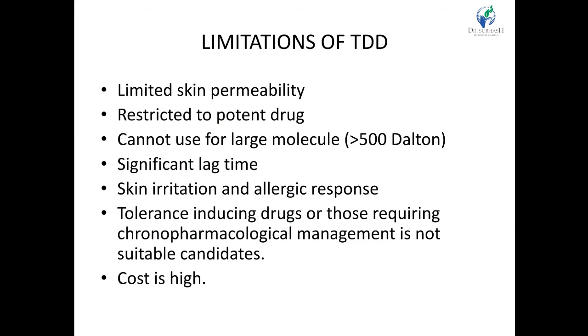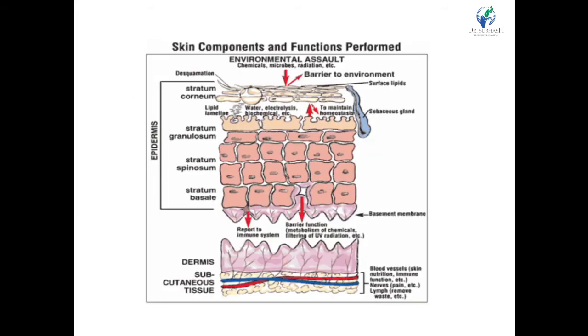Some disadvantages and limitations of the transdermal drug system. Skin permeability has a restriction, it is limited. Only some potent drugs can be used, restricted to potent drugs; large molecules cannot be used. There are significant lag times, the effect takes much more time to start as compared to IV and oral routes. Skin irritation types of drugs and those giving allergic responses are not used for the transdermal drug system. Problems are there, and economically the cost is high as compared to the oral drug delivery system.